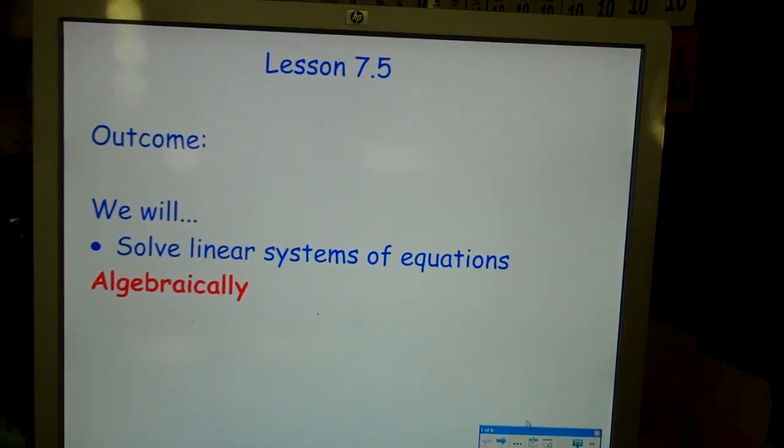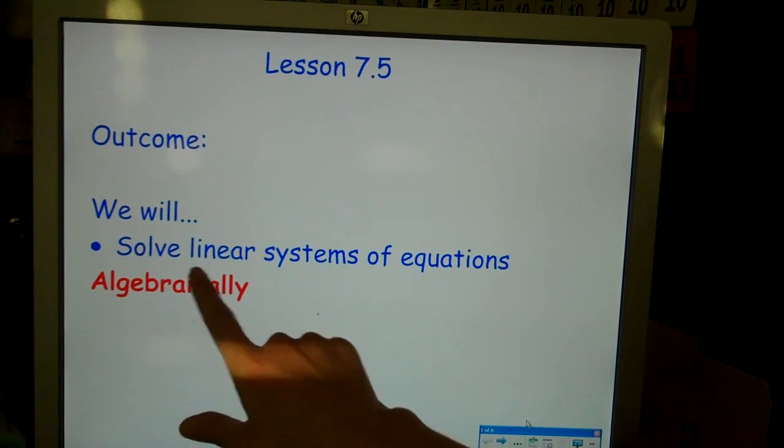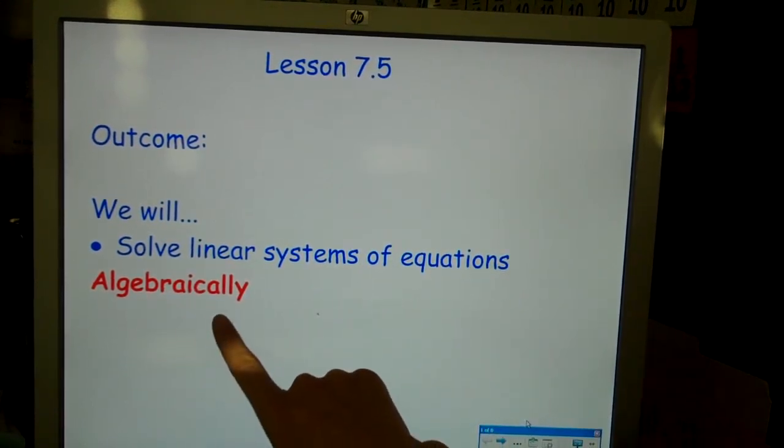Alright, lesson 7.5. We will solve linear systems of equations algebraically.